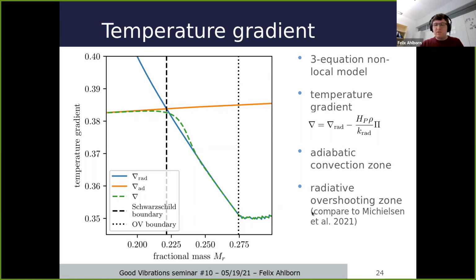And here I would like to point you to results from Michielsen et al. 2021, who also found from an asteroseismic analysis that a radiative temperature gradient in the overshooting zone might be a good fit.